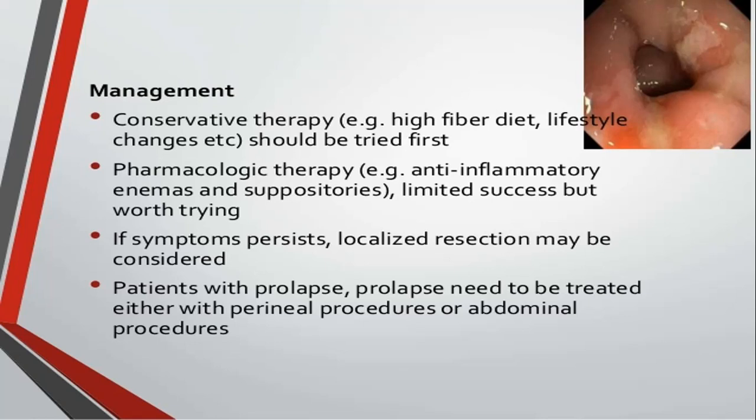If it's not helpful, go for pharmacological therapy: anti-inflammatory enemas and suppositories. Limited success, but worth trying. If symptoms persist, localized resection may be considered. Patients with prolapse need to be treated with either perineal procedures or abdominal procedures.